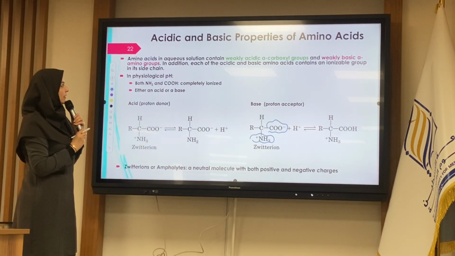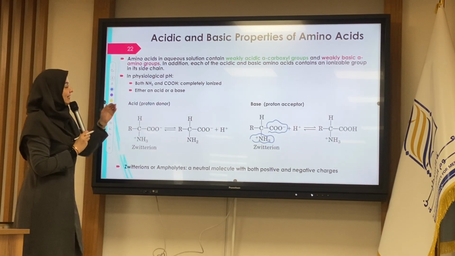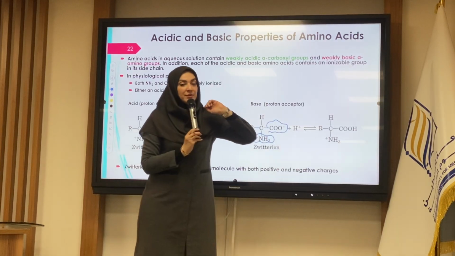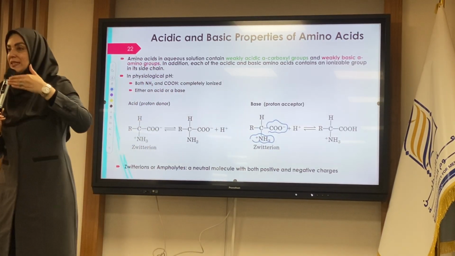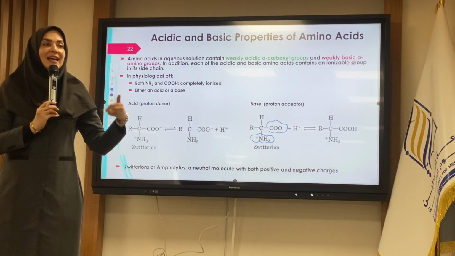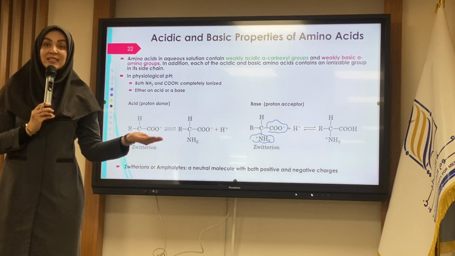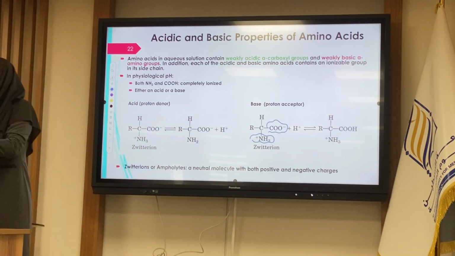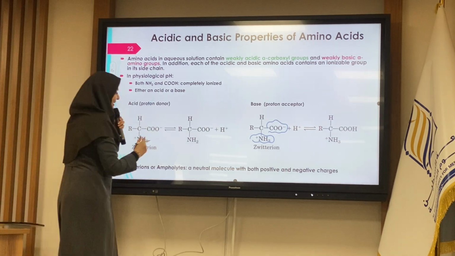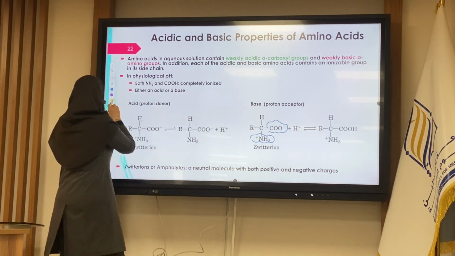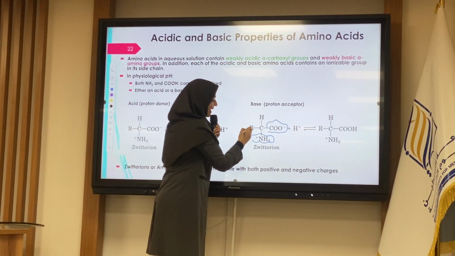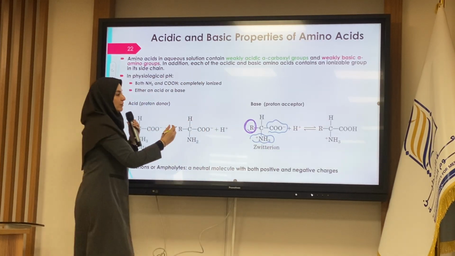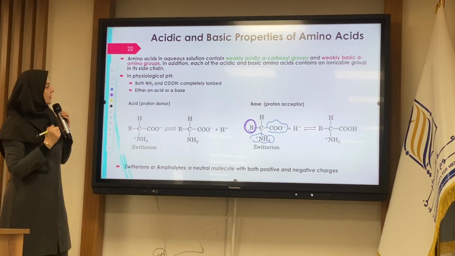In addition, each of the acidic and basic amino acids contains an additional ionizable group. Acidic amino acids are like aspartate and glutamate, and basic amino acids, for example, lysine and arginine. It means that in addition to carboxyl and amine, acidic and basic amino acids have an ionizable group. They can donate a proton or take a proton.